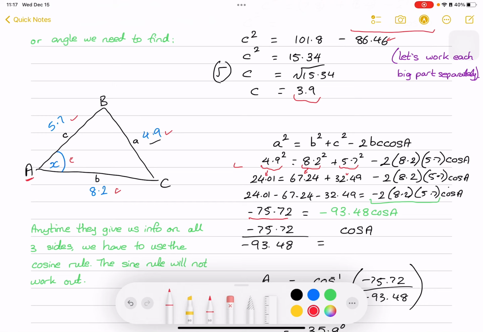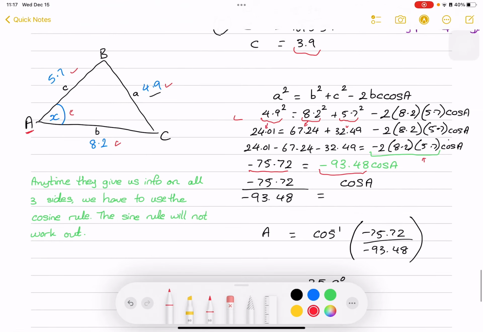So while I have simplified that now, I want to work out my green part, which is the part before the cos A. So I put that into my calculator, and I got negative 93.48, and I have to also include the cos A at the end. To make cos A the subject of the formula now, all I have to do is divide both sides by the negative 93.48. So I did that, and I end up with cos A is equal to negative 75.72 over 93.48.